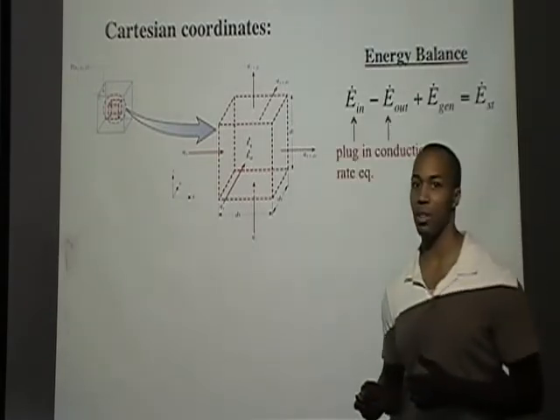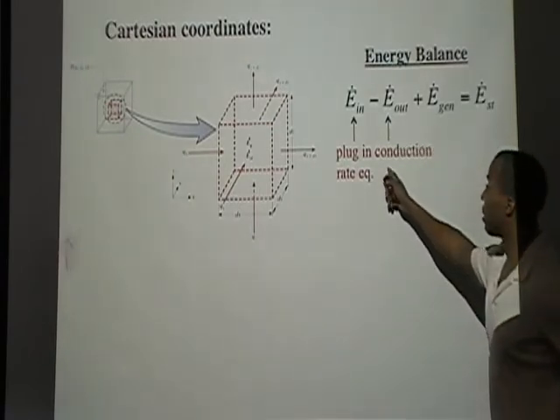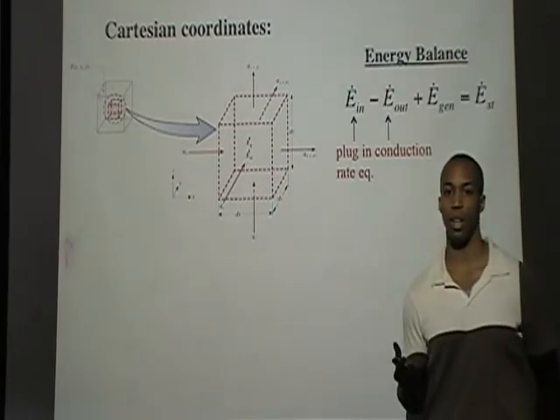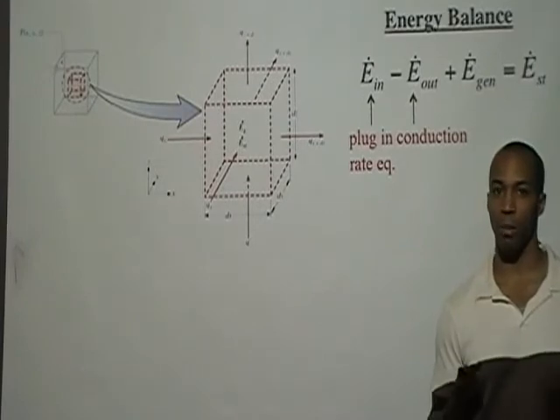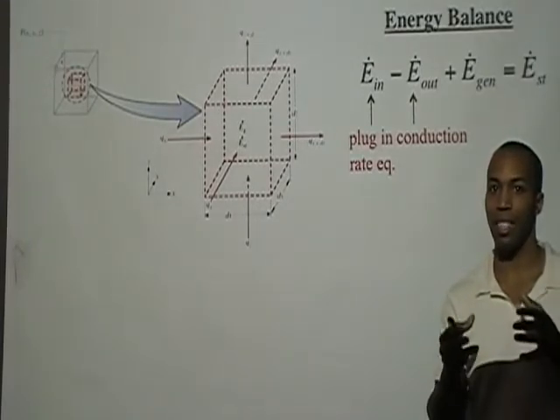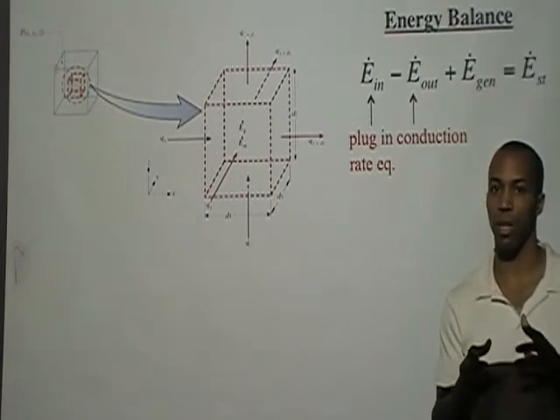So heat transfer is about dealing with the energy in minus the energy out. And basically here, we're going to plug in the conduction rate equation. So we're choosing the conduction rate equation, not the convection and not the radiation equation. Because remember, this is a solid material. So in a solid material, heat transfers by conduction, molecular diffusion.